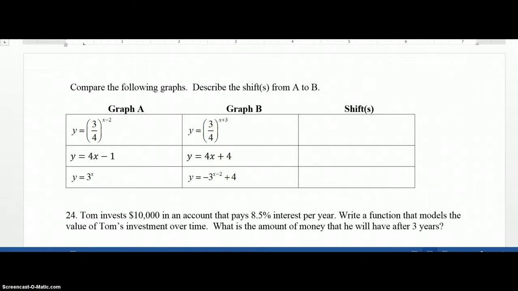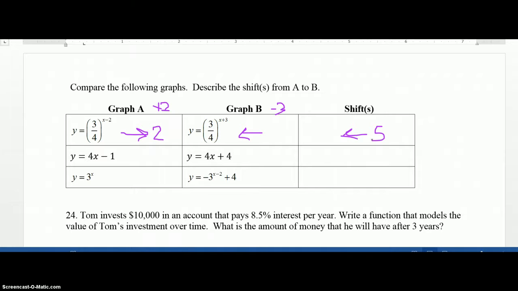But okay, so let's compare the shifts looking at the equation. This graph is exponential, and because of the -2, it would actually shift right 2. And because of the +3 on this graph, it would actually shift left 3. So what we're doing is we're really comparing how do you get from +2 to -3. We would have to shift left 5 units.